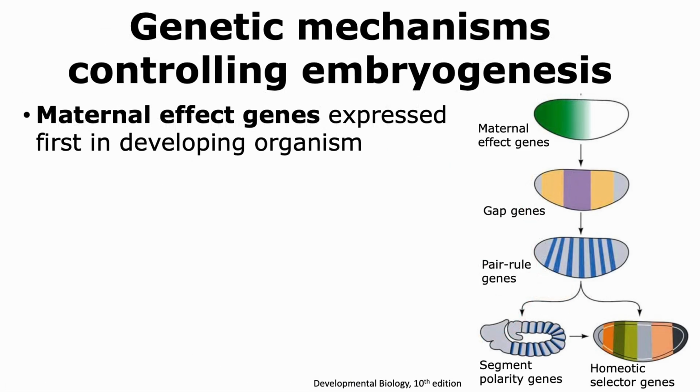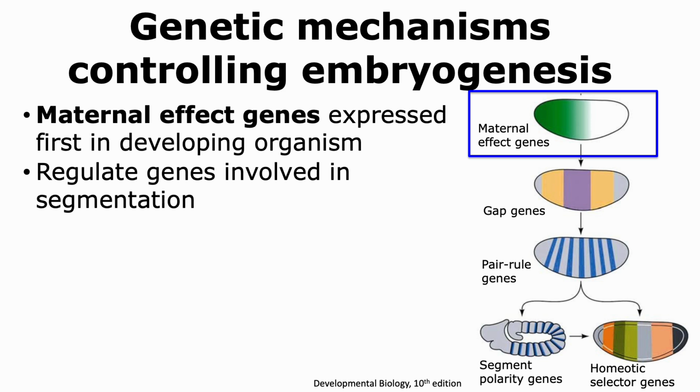There are different groups of genes that control embryogenesis. The first group of genes are the maternal effect genes, and these are the ones that are expressed first in the developing organism. Thus, early in development, when we have the syncytial blastoderm, the maternal effect genes are expressed and they tend to form gradients. The maternal effect genes then aid in the regulation of zygotic segmentation genes.